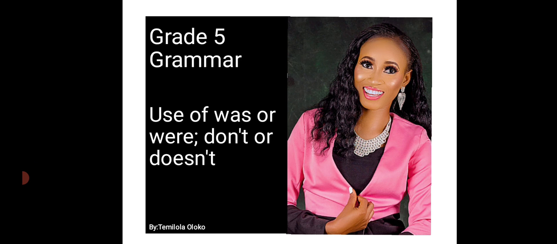All right, today's lesson is use of was or were, don't or doesn't. Quickly, I'd like us to recall, according to the rule of Concord, that is the subject-verb agreement, when we have a singular subject. A singular subject is usually used with a singular verb, while a plural subject is usually used with a plural verb, and a subject can either be a noun or a pronoun.